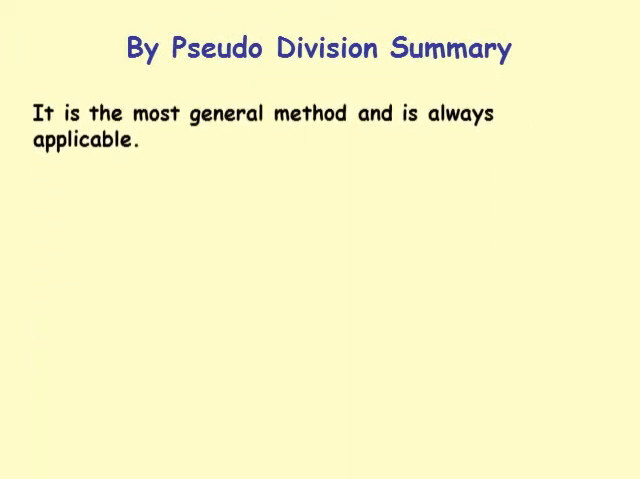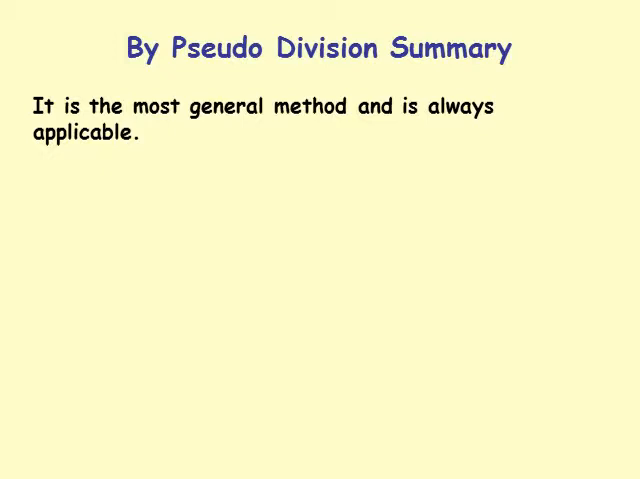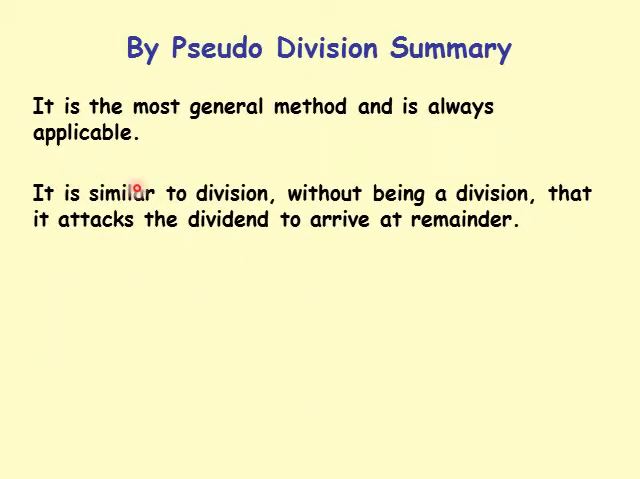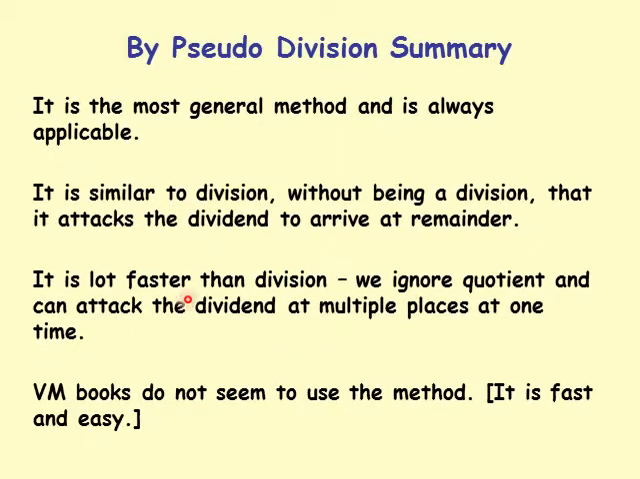To summarize, this method is the most general method and is always applicable. It's similar to division without being a division, in that it attacks the dividend to arrive at a remainder. The last number we get is a remainder, either a remainder or something we call an altered remainder. It's not faster than division. We ignore the quotient and can attack the dividend at multiple places at the same time.